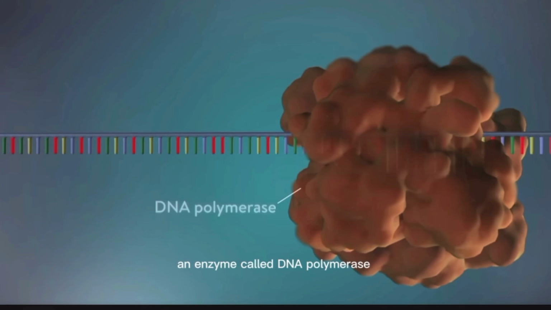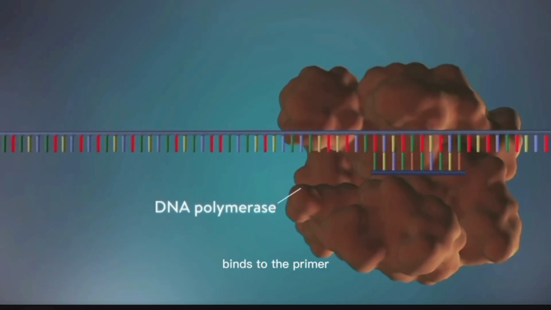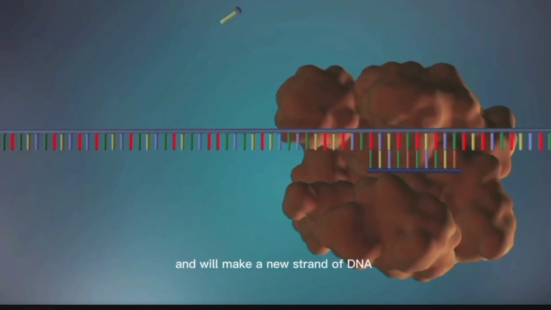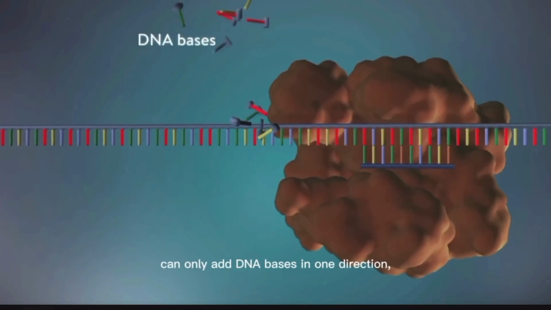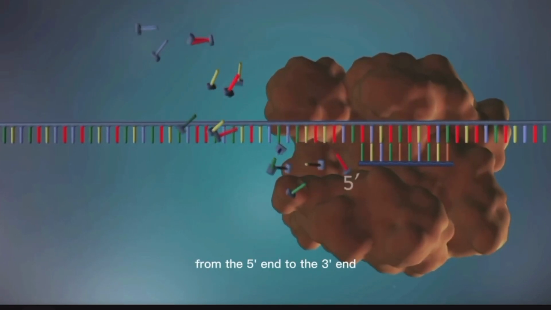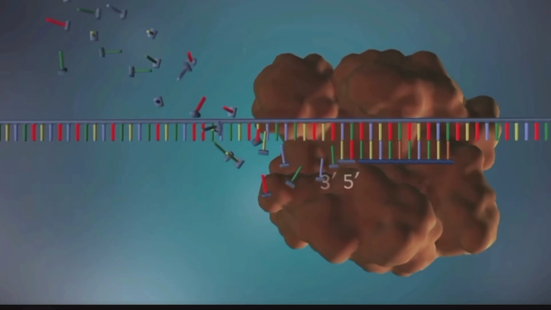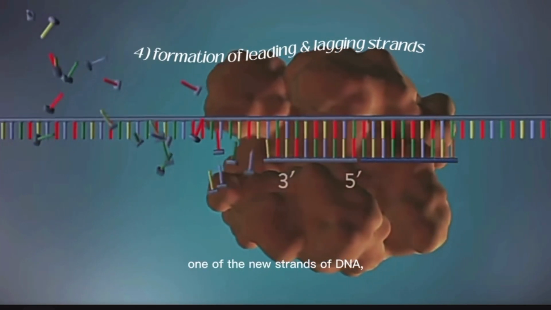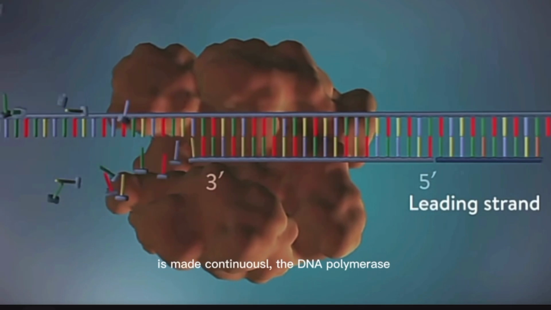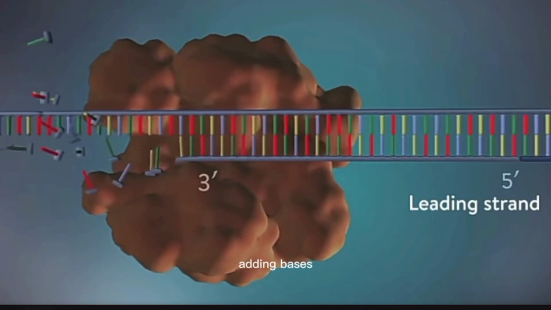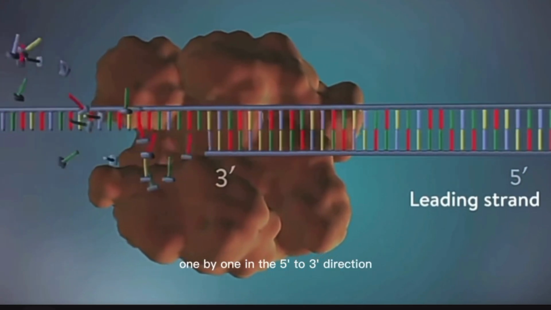An enzyme called DNA polymerase binds to the primer and will make a new strand of DNA. DNA polymerase can only add DNA bases in one direction, from the 5' end to the 3' end. One of the new strands of DNA, the leading strand, is made continuously, with the DNA polymerase adding bases one by one in the 5' to 3' direction.